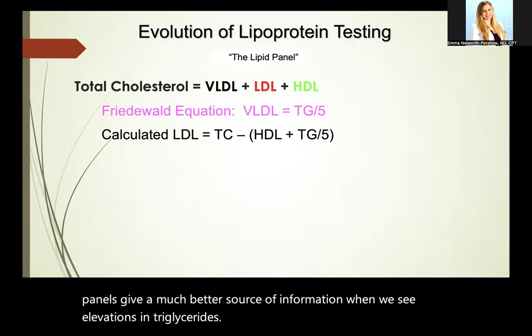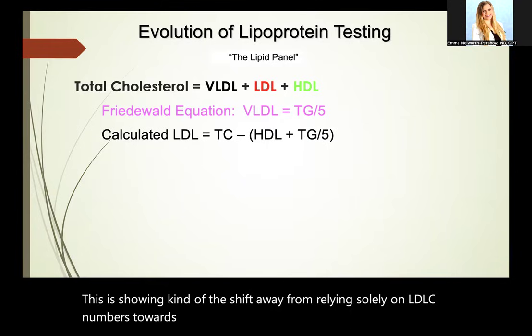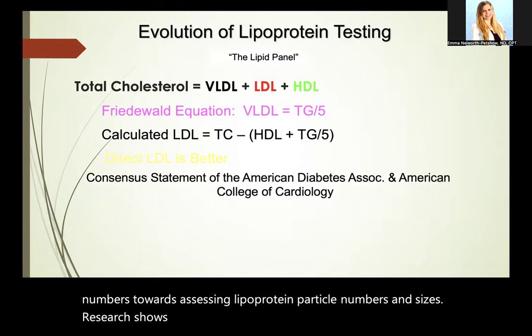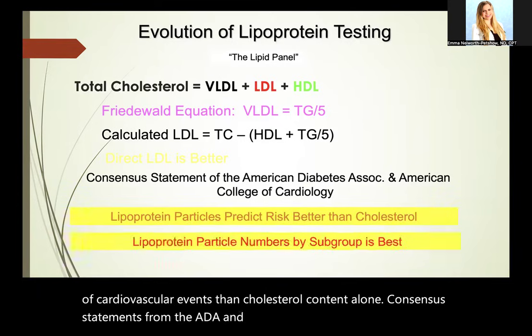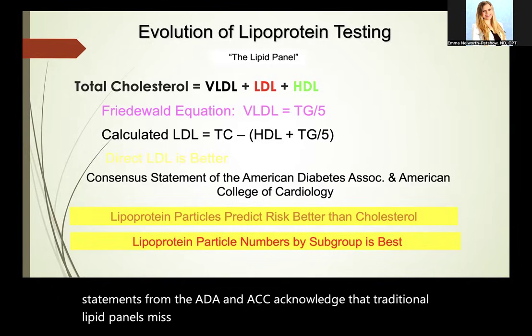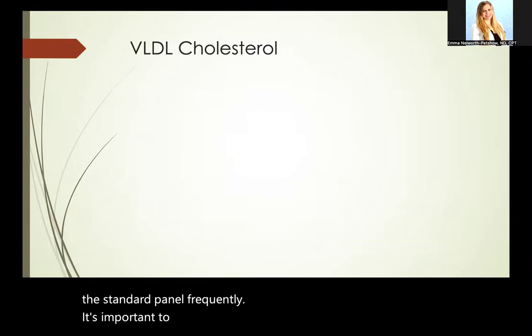This is showing the shift away from relying solely on LDL-C numbers towards assessing lipoprotein particle numbers and sizes. Research shows that lipoprotein particle count is a better predictor of cardiovascular events than cholesterol content alone. Consensus statements from the ADA and ACC acknowledge that traditional lipid panels miss a subset of high-risk patients, especially those with insulin resistance or mixed dyslipidemia. So while we still order the standard panel frequently, it's important to understand why it might not tell the full story.